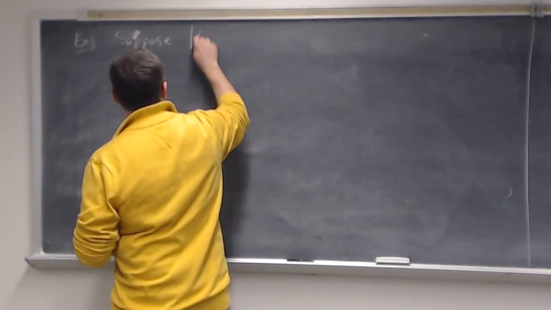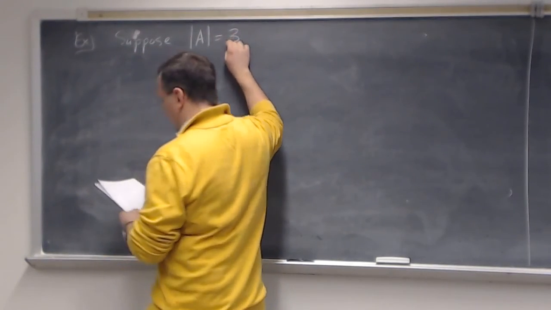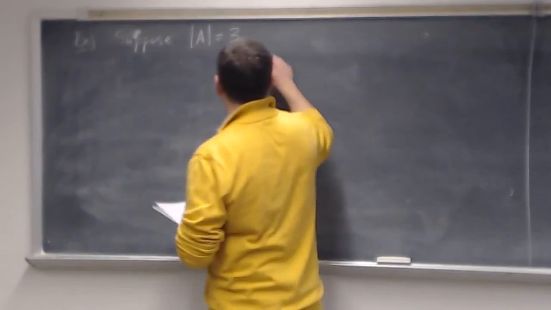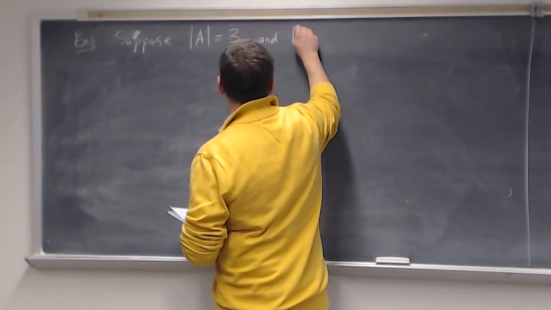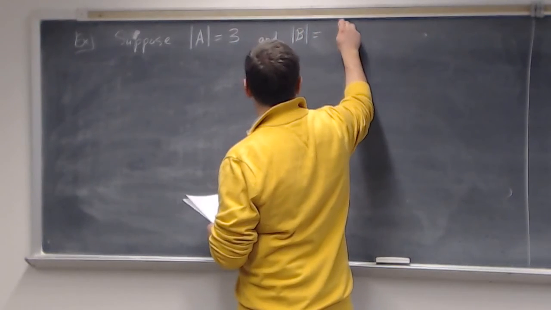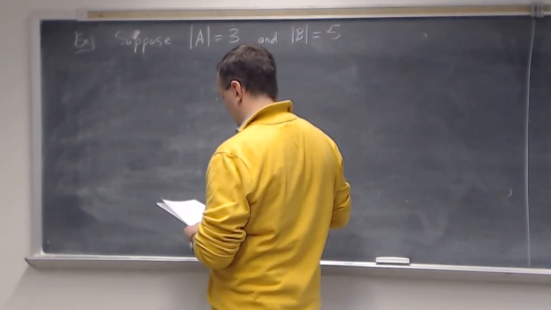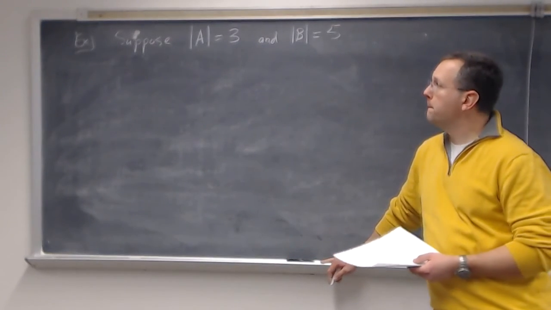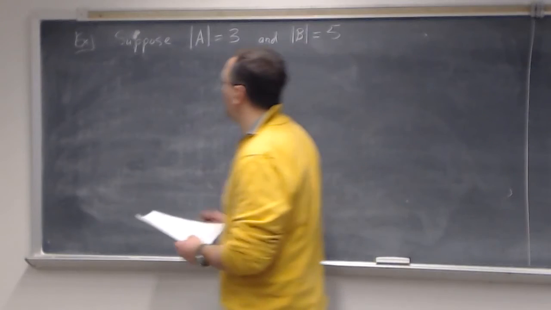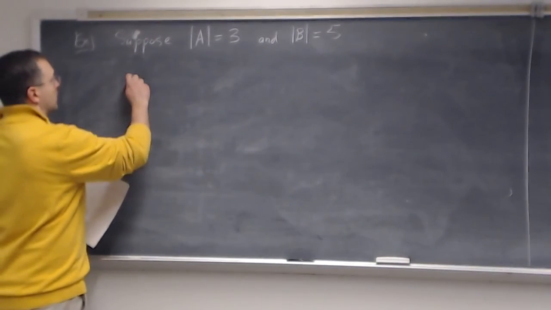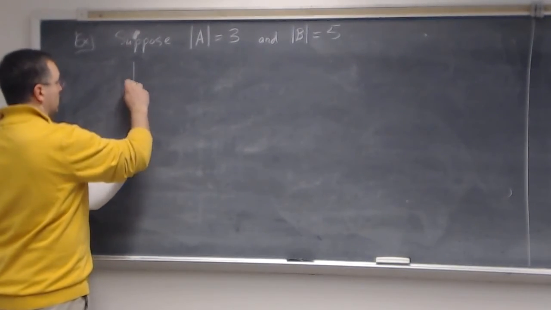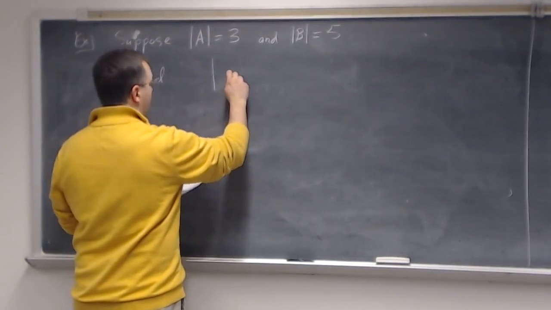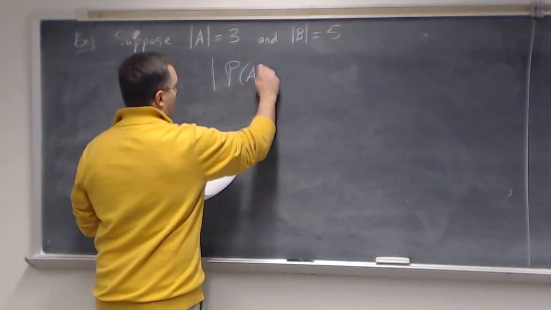Suppose the size of A is 3, so set A has 3 elements. And set B has 5 elements. So find the size of the power set of A.